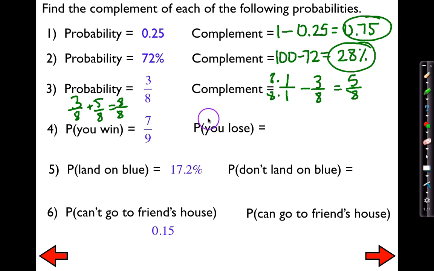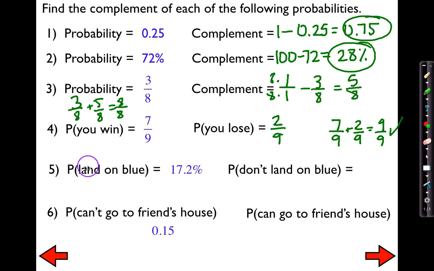Okay. So here, if the probability of you winning was 7 out of 9, the probability of you losing would still be out of 9. But how do we get 7 to become 9? We would have to add 2. So the probability of losing is 2 out of 9. Now, if I wanted to check to see if I was right, I would add these two together and make sure it does equal 1, which it does, so I know I'm good.